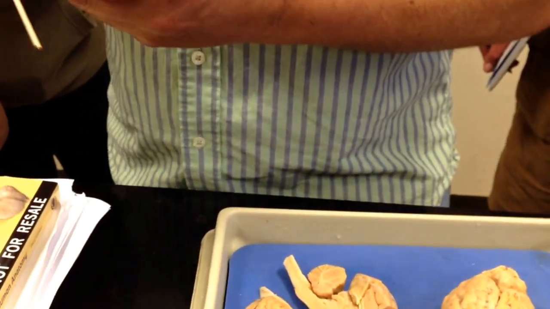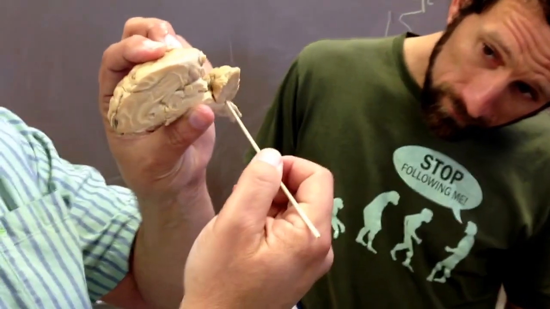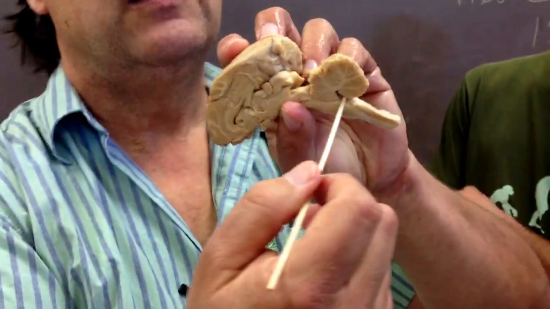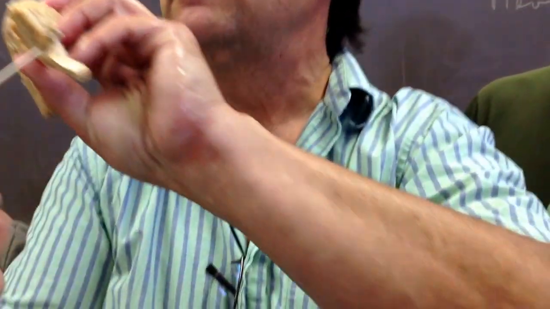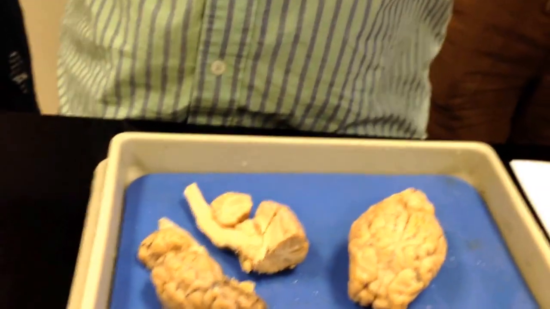This is easy to see. That's the fourth ventricle, in there. The fourth ventricle is in between the brainstem and the cerebellum. That one's easy to spot. The thalamus, you just have to accept the idea that it's very thin.